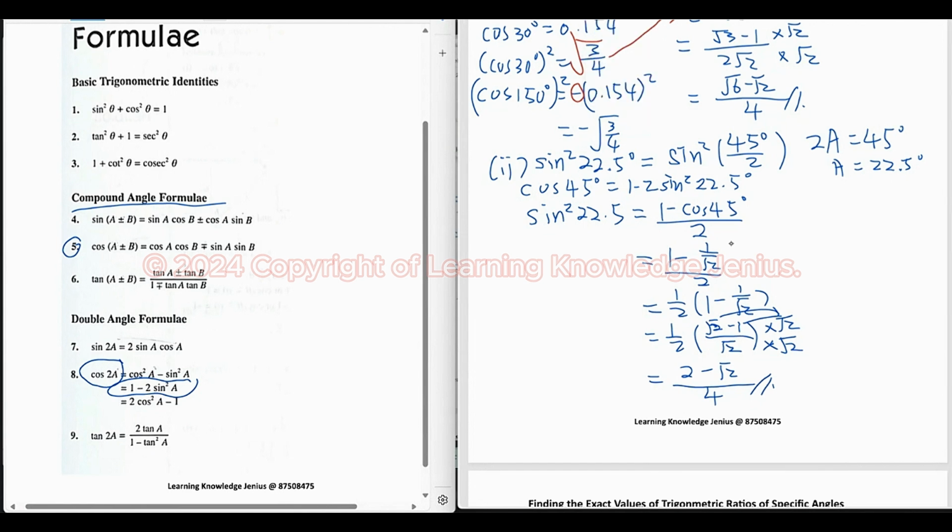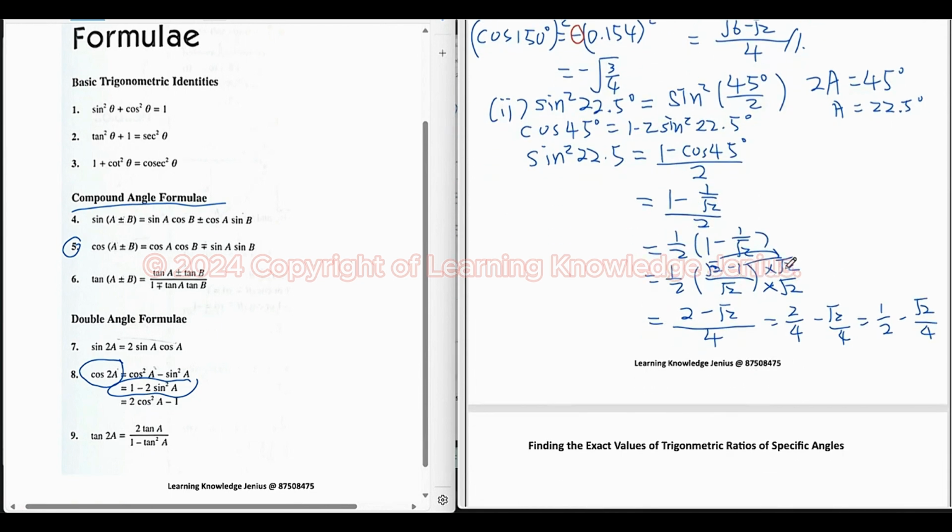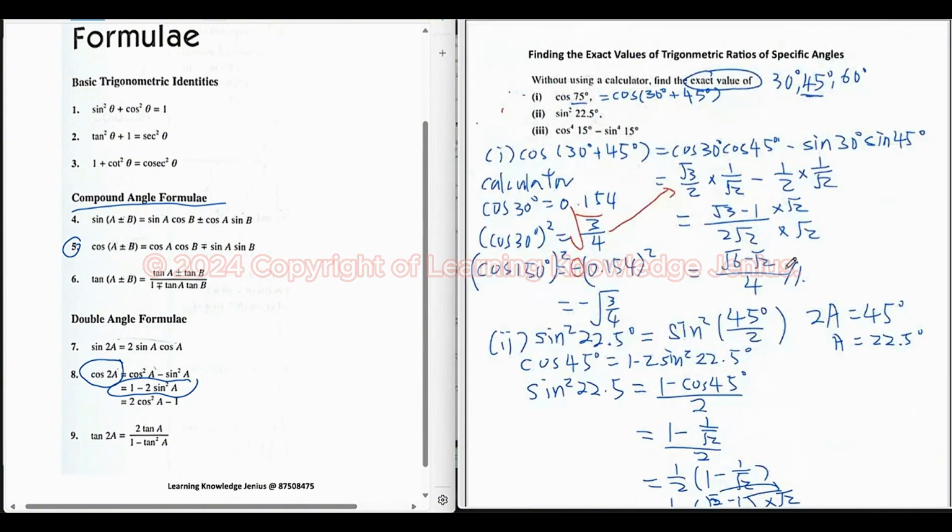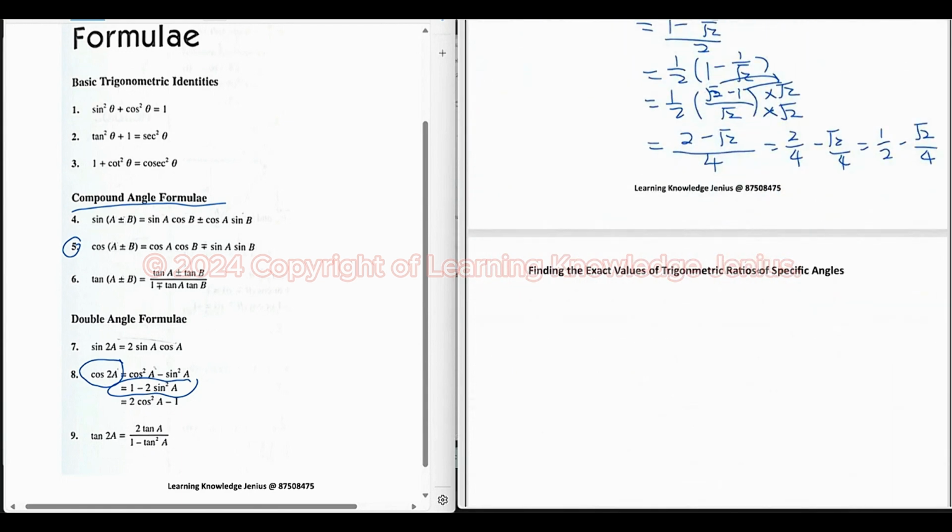Or else, you can also split them out. If you want, you can split them into 2 over 4, so it is equal to half also. So this is another way to show it, because they want the exact value. Okay, the last one is part 3, which is cosine, this one. So let me copy it to here.